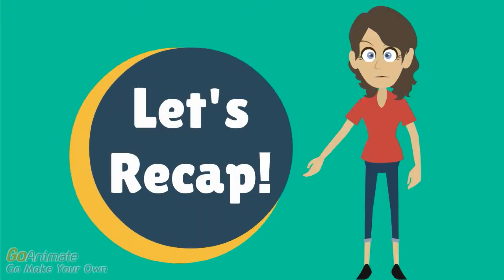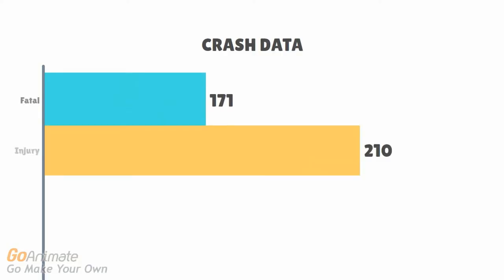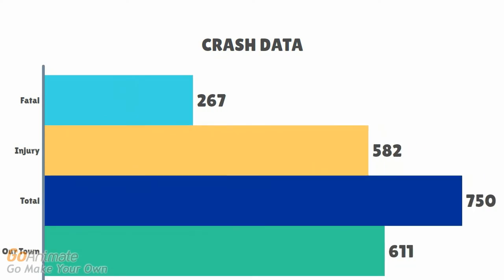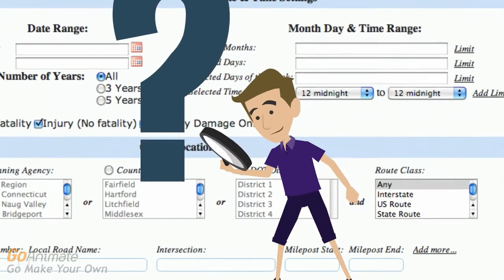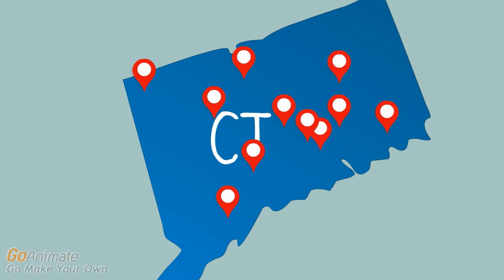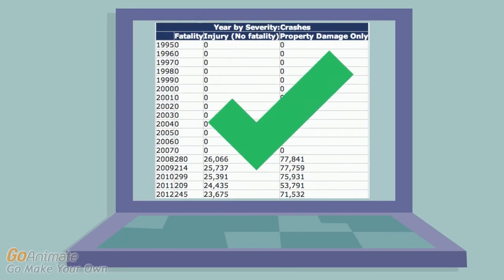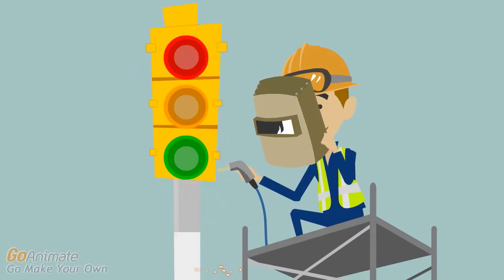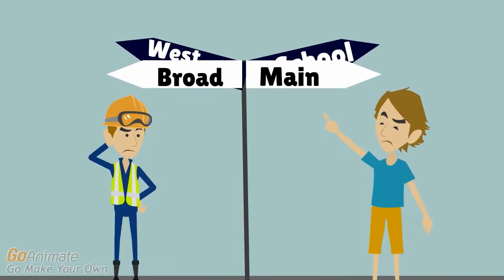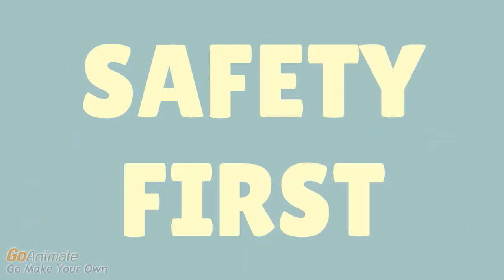So let's recap. You want to make your town safer, so you need crash data. You go to the Connecticut Crash Data Repository and run a search. The search looks through details of all the crashes that have been reported all over the state. And it gives you a table of data with the answer to your question. Now you can take this information and see what things can be improved and where things can be improved in your town, so it can be safer and have fewer crashes.